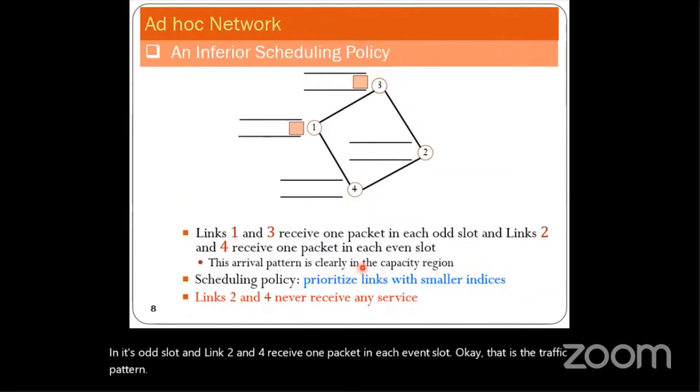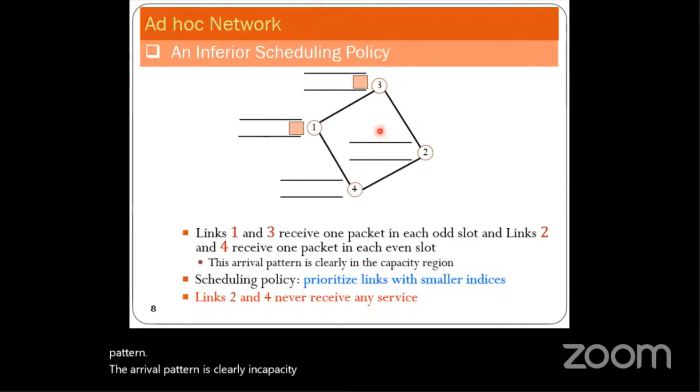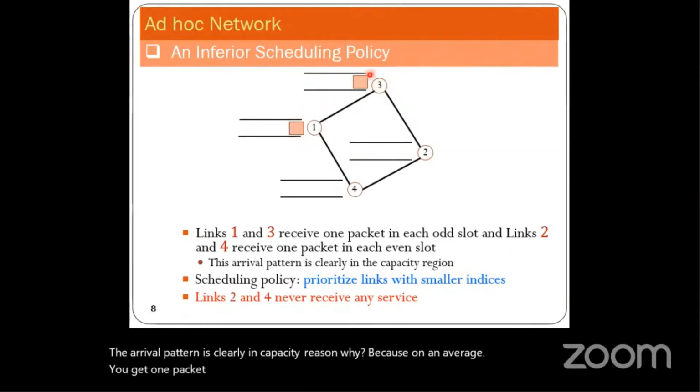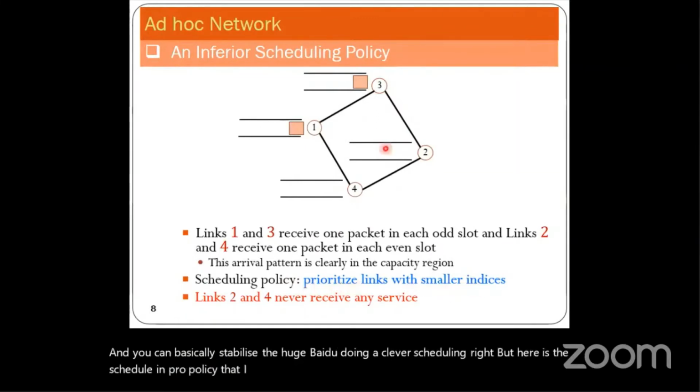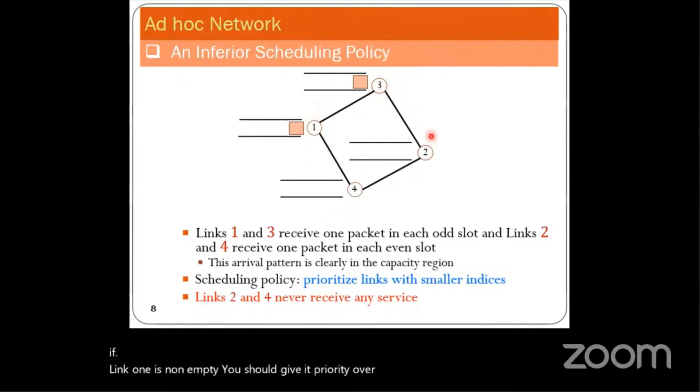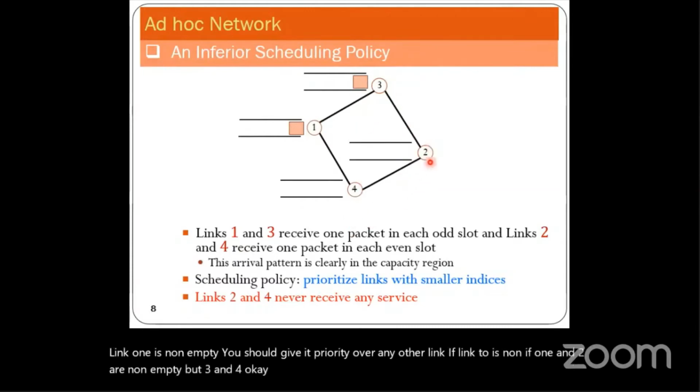That is the traffic pattern. The arrival pattern is clearly in the capacity region. Why? Because on average, you get 1 packet per slot, and you can basically stabilize the queues by doing clever scheduling. But here is the scheduling policy that I propose. Prioritize links with smaller indices. That means if link 1 is non-empty, you should give it priority over any other link. If 1 and 2 are non-empty, but 3 and 4 are too, prioritize 1. If 2, 3 and 4 are non-empty, then you should prioritize 2. So that is the policy, and I'll show that it is not a good policy.